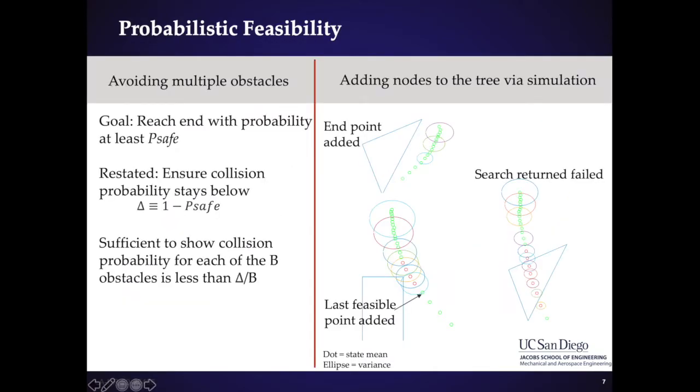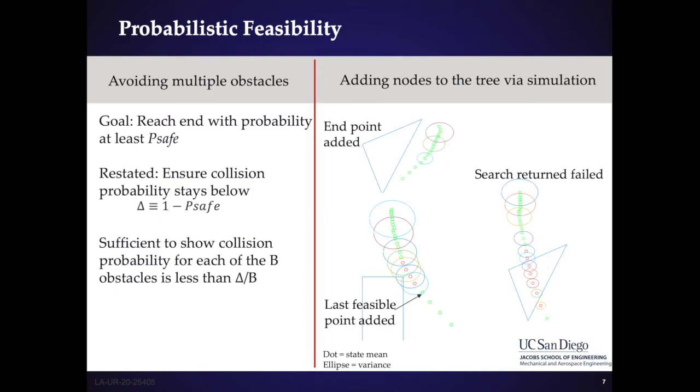The objective is to reach the goal region with probability at least p safe. In other words, the collision probability at each time step must remain below delta, defined as 1 minus p safe. Since each obstacle is separate and being inside of an obstacle is a mutually exclusive event, it is sufficient to show at each time step that the collision probability for each of the B obstacles is less than delta over B.